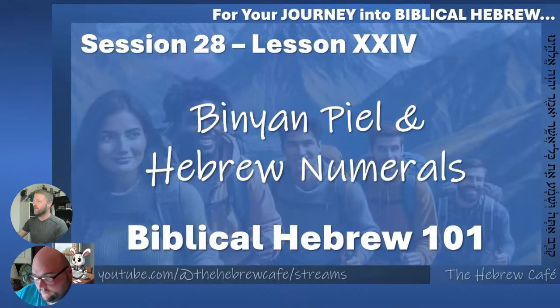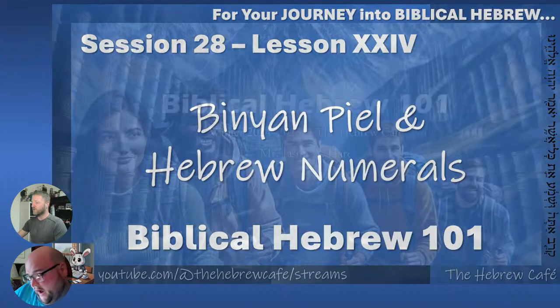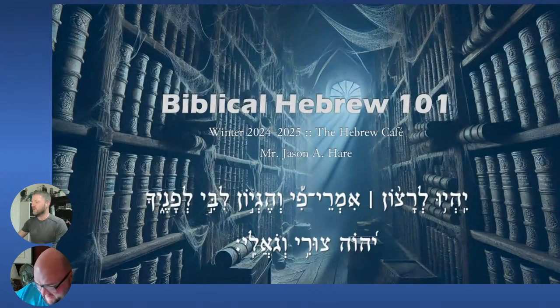We're covering Binyan Piel and the Hebrew numerals. So, by the way, what's the difference between a number and a numeral? A number is the thing, a numeral is the grapheme. That's a guess. Yes, a number is the idea, the concept way out there, and a numeral is what you write for 4 or FOUR.